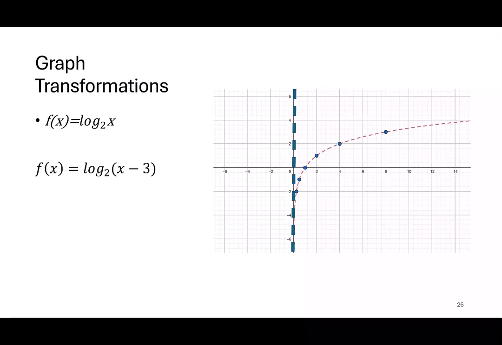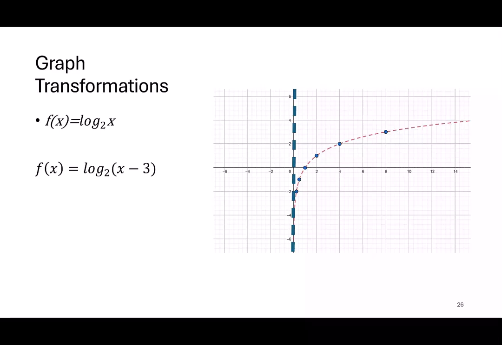We'll have horizontal, vertical, stretching, shrinking, and reflection. Let's start with the log base 2 of x and look at how we can transform that into the log base 2 of x minus 3. I've already graphed the log base 2 of x. You can see I have a vertical asymptote at the line x equals 0. I have the x-intercept at (1, 0). I have our key point at (2, 1). Then I also graphed (4, 2) and (8, 3).